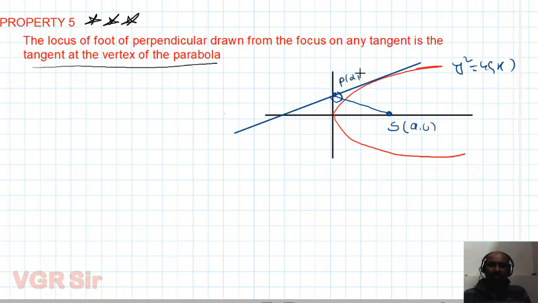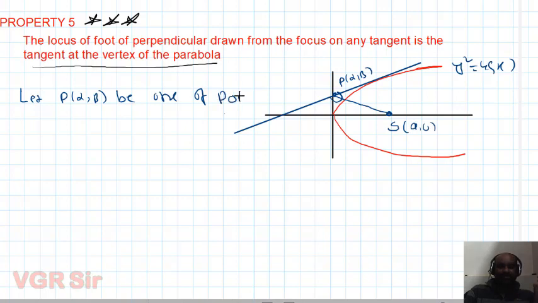Now we want to prove that the locus of P is nothing but the tangent of this parabola at the vertex, which means that for my parabola the tangent at the vertex is nothing but the y-axis. Now I want to show that the locus is nothing but the y-axis in this situation. So let P(alpha, beta) be one of the points on the required locus.